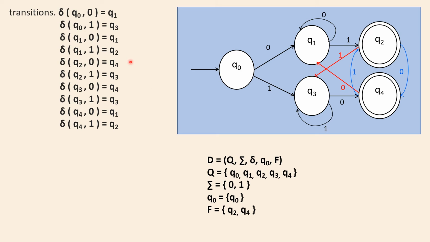And the transitions, we have the transition here. That is Q0 on input 0 going to Q1, Q0 on input 1 going to Q3. So we have all the transitions here with respect to the completed DFA.